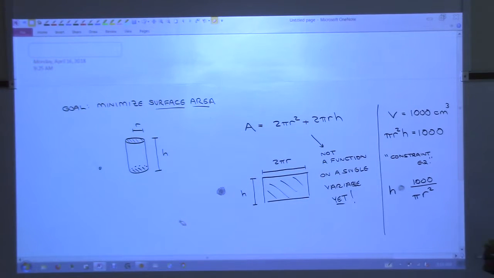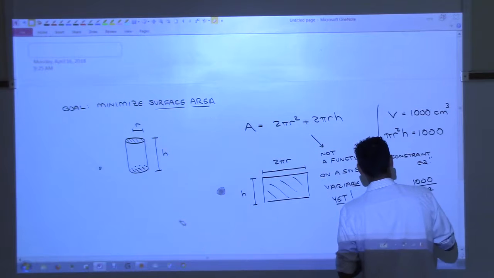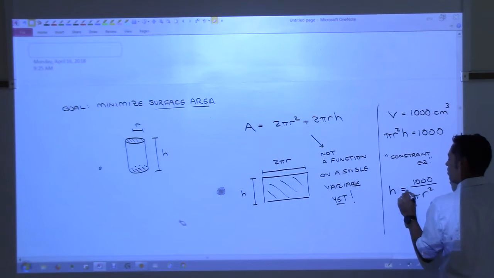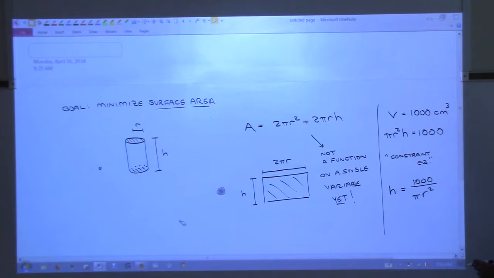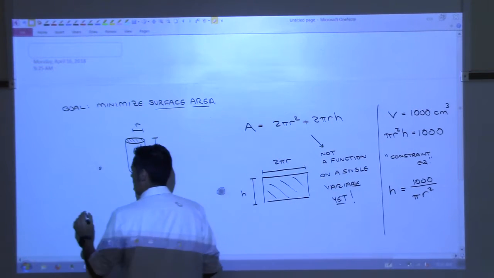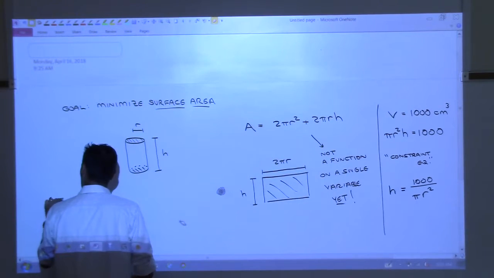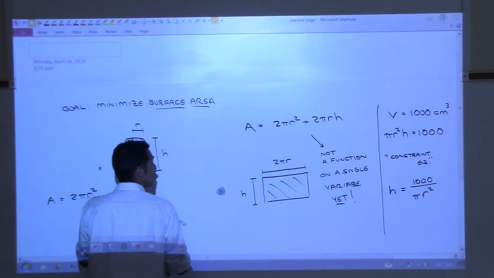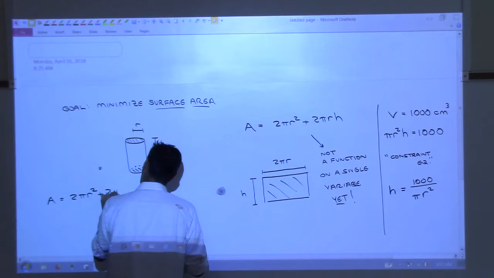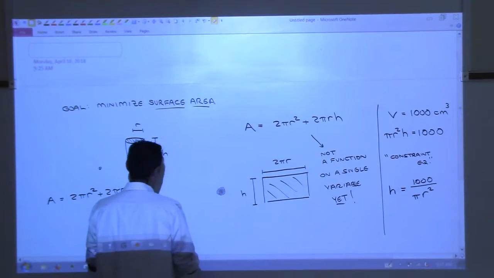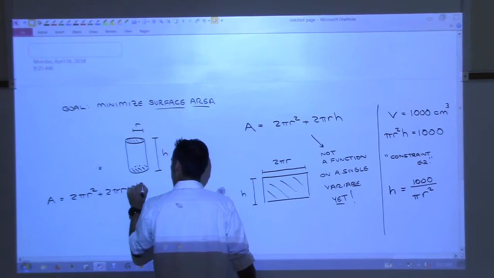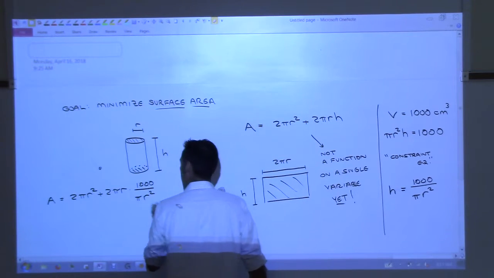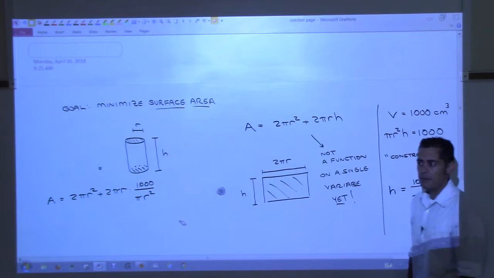So now I'm going to take that and plug that into the original area equation. So I'll put it over here. My area now is 2 pi r squared plus 2 pi r times h, but h is 1,000 over pi r squared. Agreed?